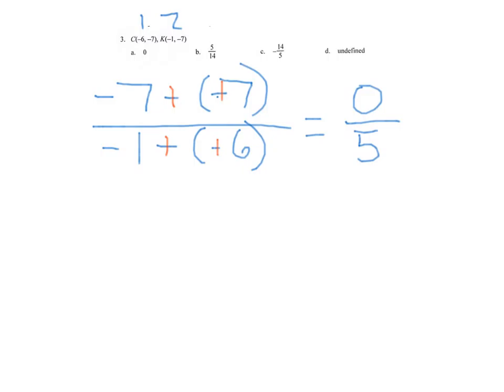Now it's okay to have 0 on the top because that's saying you have 0 parts out of 5, and that's okay. So we can say that is 0 divided by 5 equals 0. So that would be A.